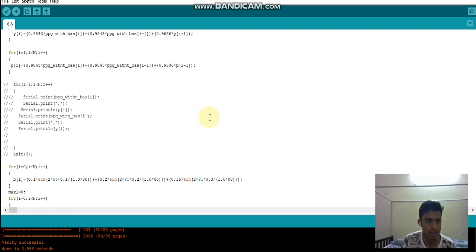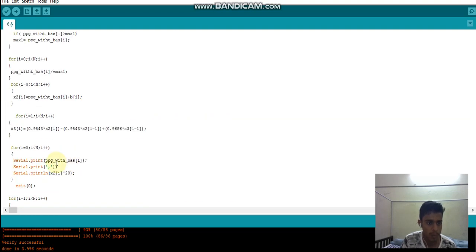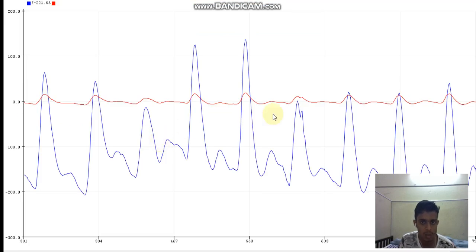After that, if we upload it and plot the PPG with base, this is with base, and this is where we are adding our own baseline component. After uploading we get something like this, and here you can see the difference. This is the original signal, and we are adding our own baseline components. So this is the output, and we can see the difference between the two signals.